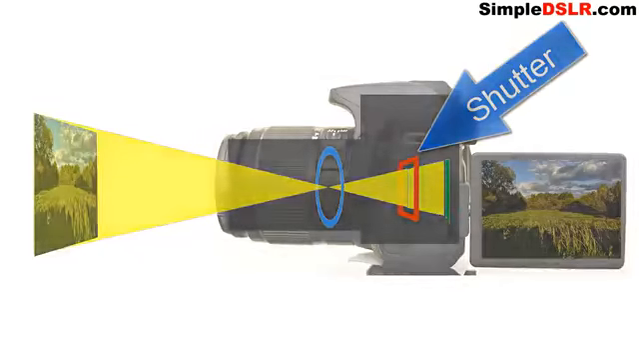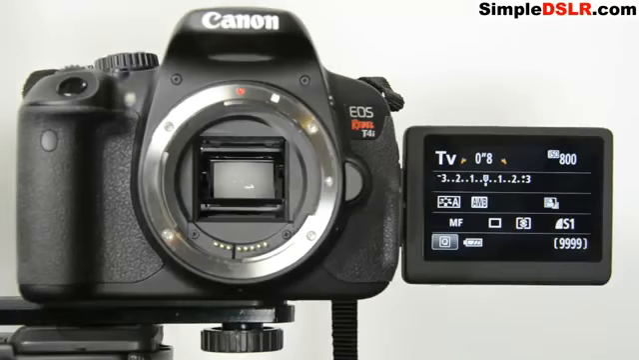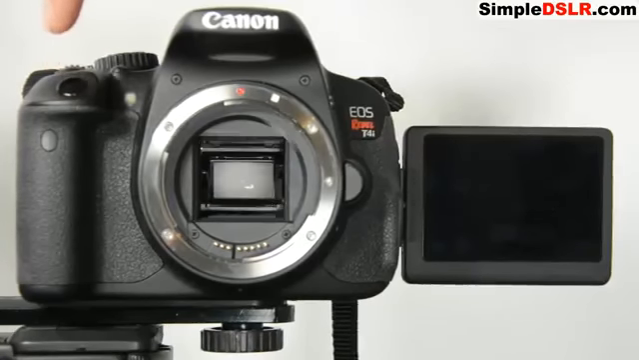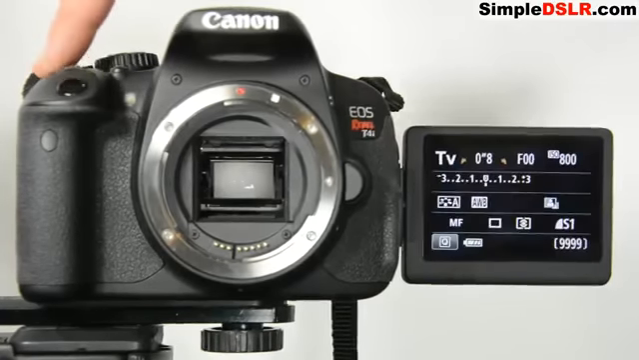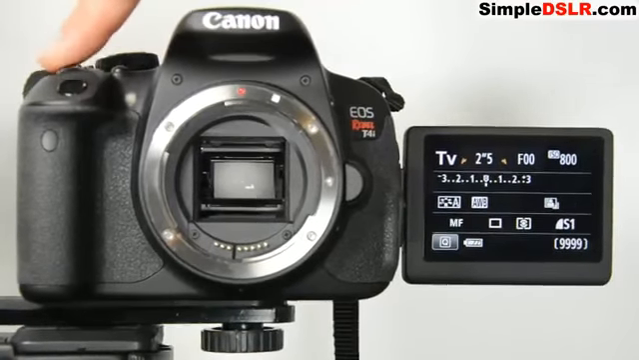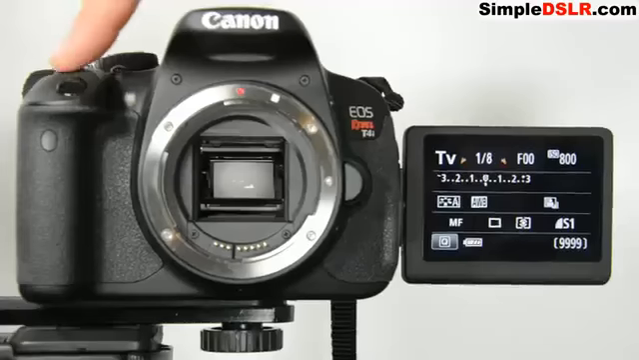So to show you the shutter, what I've done is taken the lens off this camera, and you can see it there. And if we take a picture, you can see that shutter opening and exposing the sensor to light. So when you're adjusting your shutter settings in shutter priority mode, what you're really adjusting is the duration that that curtain is open and exposes the sensor to light.